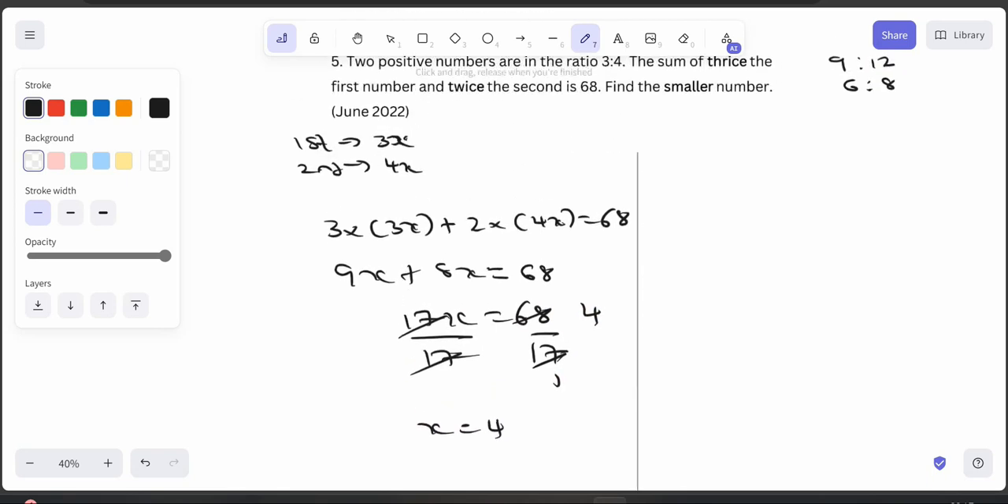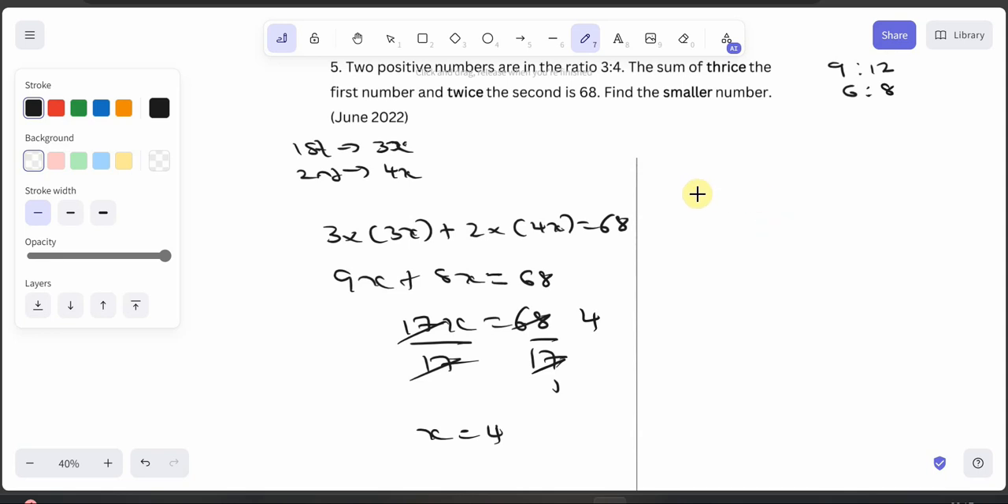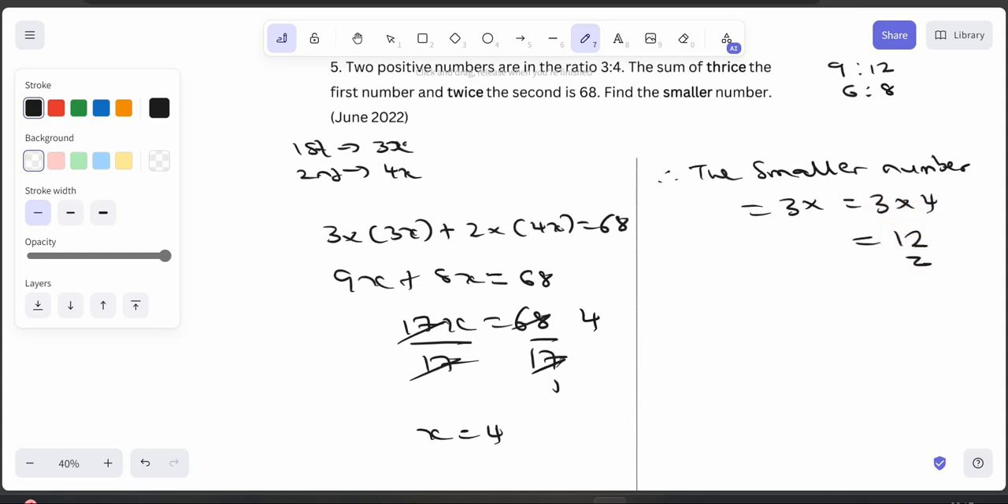But the question says that we should find the smaller number, right? The smaller number is obviously going to be the 3x. So we can say therefore the smaller number will be equal to 3x, which is equal to 3 times 4, and that is 12. So 12 is our answer for this particular question. Let's see if we're correct.